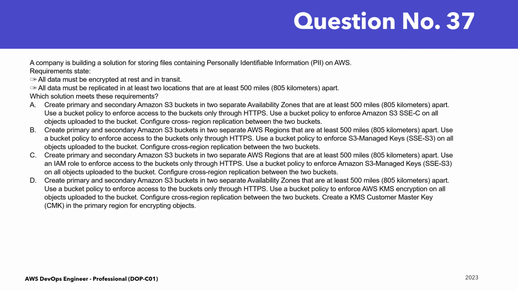A. Create primary and secondary Amazon S3 buckets in 2 separate availability zones that are at least 500 miles, 805 kilometers, apart. Use a bucket policy to enforce access to the buckets only through HTTPS. Use a bucket policy to enforce Amazon S3 SSE-C on all objects uploaded to the bucket. Configure cross-region replication between the 2 buckets. B. Create primary and secondary Amazon S3 buckets in 2 separate AWS regions that are at least 500 miles, 805 kilometers, apart.